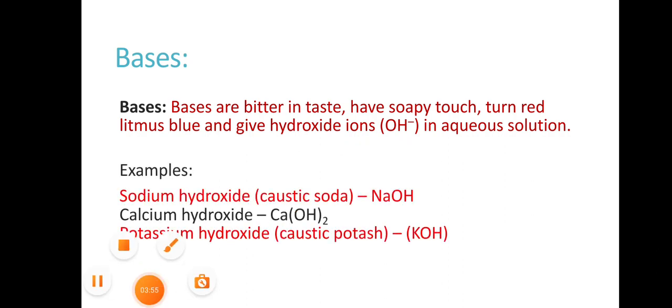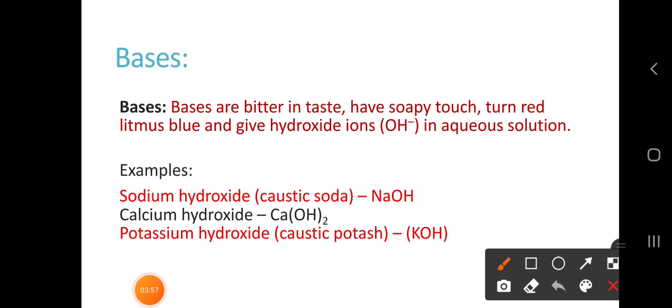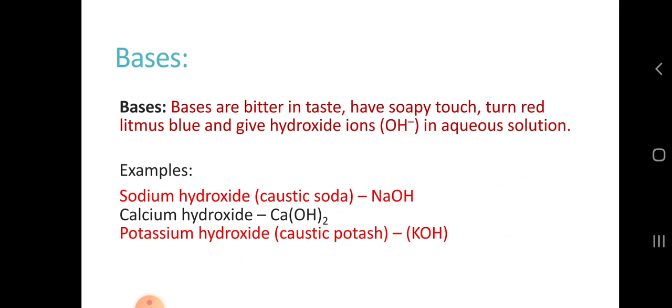Let's take some examples of bases: sodium hydroxide, that is caustic soda. Here you can find that OH ions are present. Calcium hydroxide, OH ion is present. Potassium hydroxide, the OH ion is again present here. These are some examples of bases.